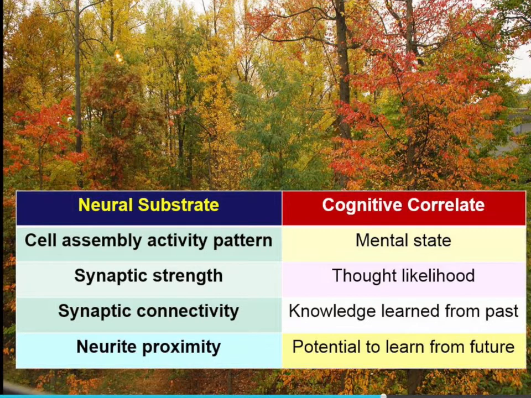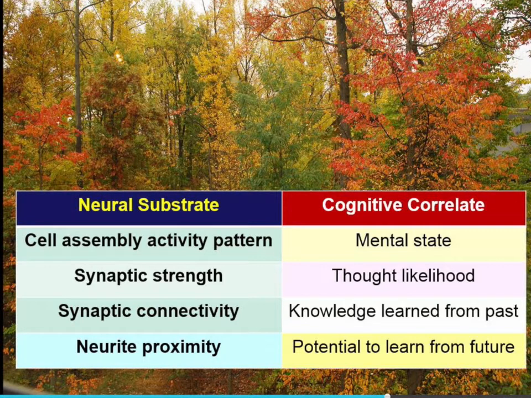So it's more a matter of the probability of having one thought instead of another, rather than the possibility of having that thought. And I think if the synapses are there, you can have that thought, but if the synapses are not very strong, then it might take better circumstances to have that thought. However, synaptic connectivity itself would correspond to knowledge learned from the past.